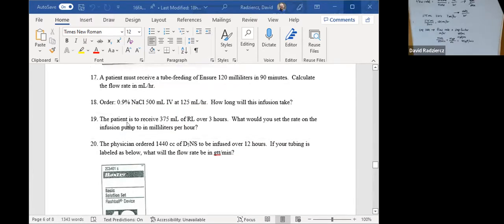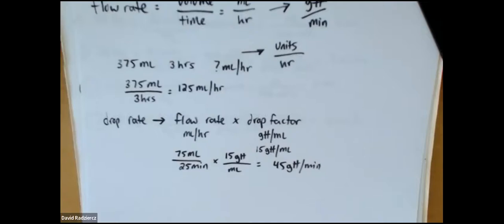All right. I showed you the Ringer's lactate, 375 over 3. Now for calculating how long it's going to take something to finish infusing, I will show you what that looks like. So this says we have 0.9% sodium chloride, 500 milliliters, IV at 125 milliliters per hour. How long will this infusion take? How many hours? How many minutes? So let's look at that.